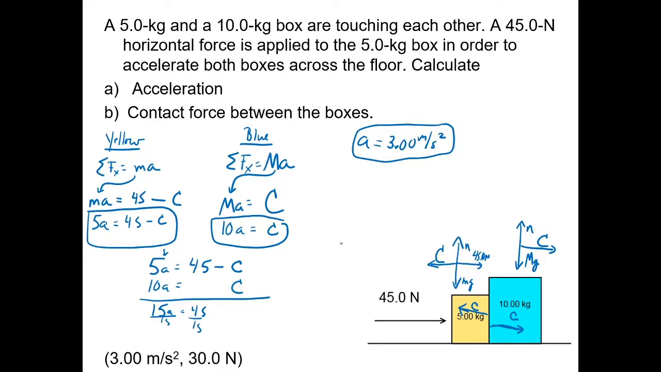Now, how can we get the contact force? We can substitute. And I think the easier equation is this one. You can use the first one, but why not make your life easy? So 10 times 3 is the contact force. Contact force is 30 newtons. That 30 newtons is the same. It's 30 newtons in the positive direction for the blue box and 30 newtons but pointing in the negative direction for the yellow box because it's resisting on the yellow box.